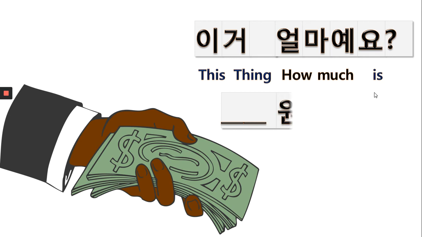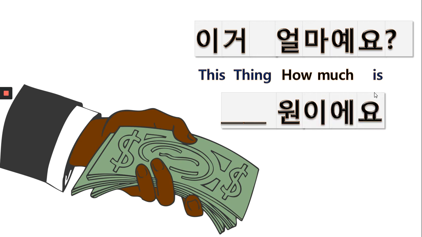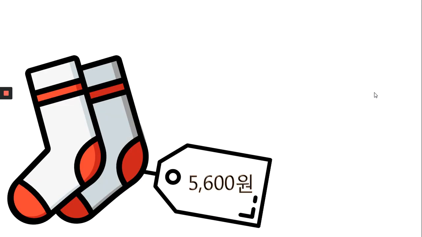And then won. Won means Korean currency, like a dollar or yen, but that one, okay? Won, Korean currency. And we need the verb "be," 이에요. Okay? 이거 얼마예요? 원이에요. Socks. 얼마예요? How much is the socks? 5,600 won.